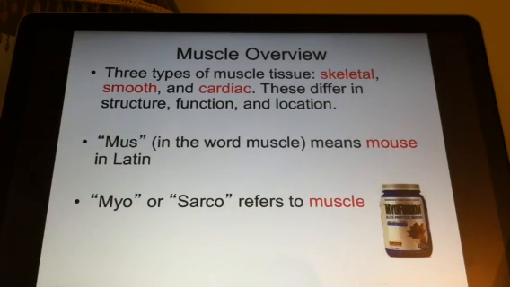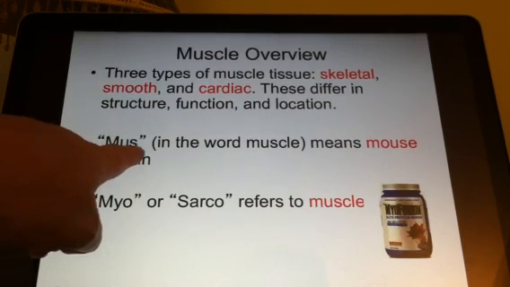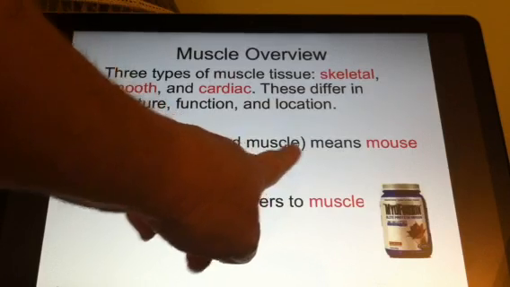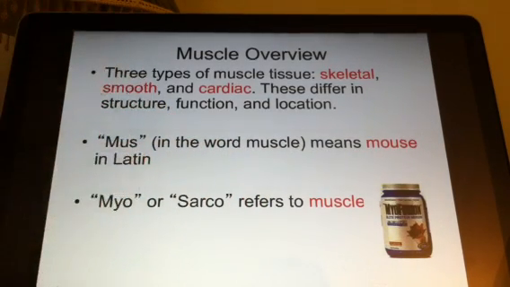Before we get going on the chapter officially, if you happen to see this prefix mus, like found in the word muscle, for example, the Latins and the Greeks, when they were first describing human anatomy, they believed that when you flexed your bicep in your arm and you kept flexing it back and forth, it looked like a little miniature mouse running back and forth in your upper arm. So that's actually where the word muscle comes from.